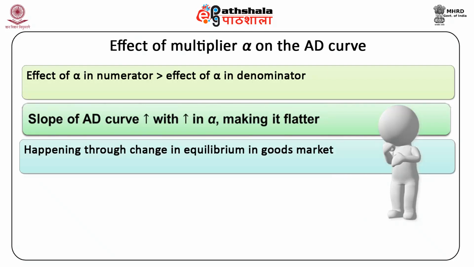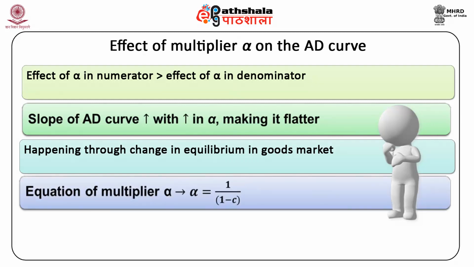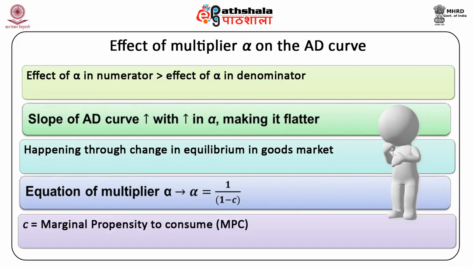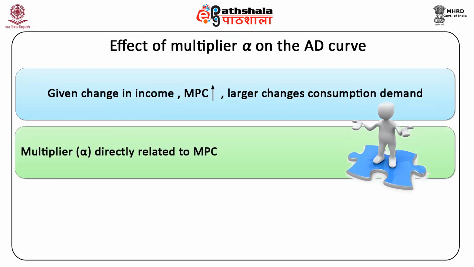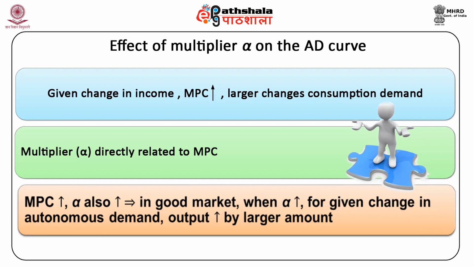Economically, this is happening through the change in the equilibrium in the goods market. Recall the following equation of the multiplier alpha, where alpha is equal to 1 upon 1 minus C, where C is the marginal propensity to consume, that is MPC. Thus, for a given change in income Y, when MPC increases, there are larger changes in the consumption demand. Also note that the multiplier alpha is directly related to MPC. When MPC increases, alpha also increases. This implies that in the goods market, when alpha increases for a given change in autonomous demand, output increases by a larger amount.